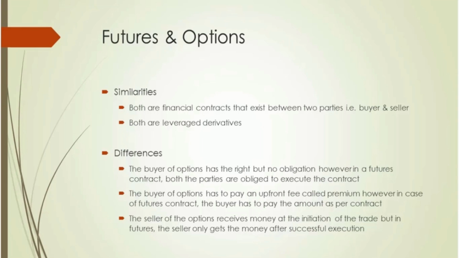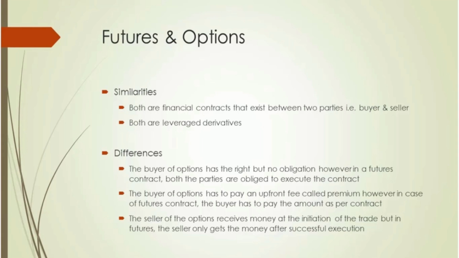Therefore, buying a future is riskier than buying an option, because while buying options, we have the risk of the premium only. But with futures, if we buy a future and the stock price falls, we are obligated to suffer that loss. Now in case of selling, when we sell options, the seller of the option receives the money that the buyer pays, but with futures the seller receives no money at the time of initiation of the trade.